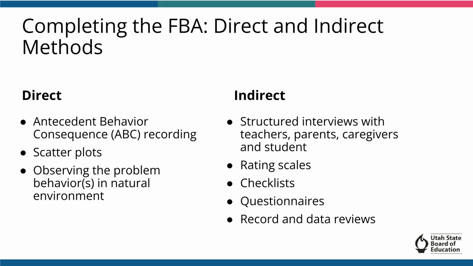Completing the FBA requires both direct and indirect methods. Direct methods involve observing the behavior in the natural environment, using tools like ABC recording and scatter plots. Indirect methods gather information from stakeholders via structured interviews, rating scales, checklists, and record reviews.